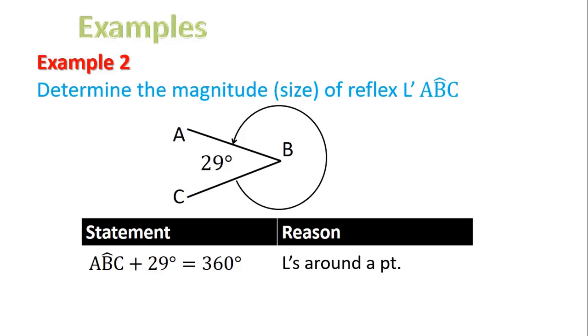So on the left hand side, we have to get rid of that plus 29 degrees. To do that, we use our basic equations. So plus 29 degrees, to get rid of it, we subtract 29 degrees from both sides. That means I get angle ABC equals, and then 360 minus 29 gives me 331 degrees.